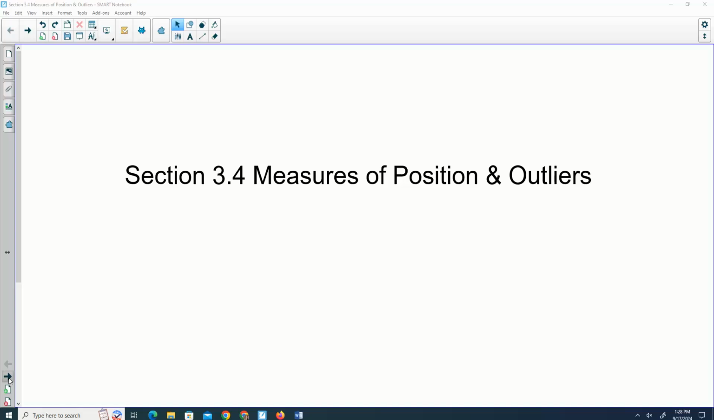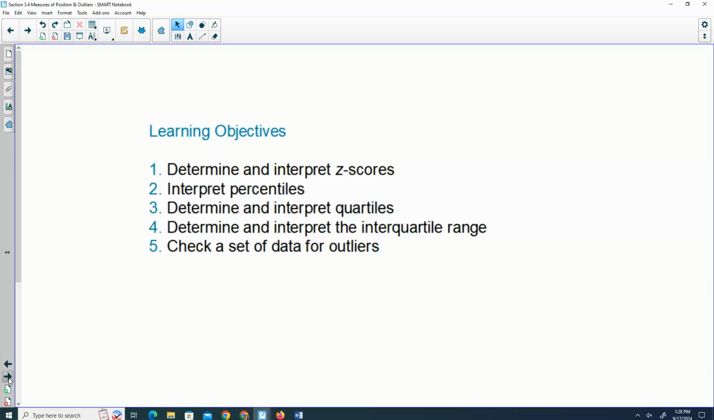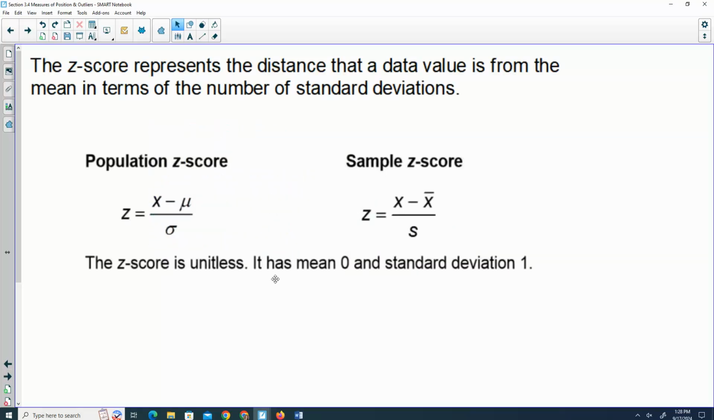So I want to start by putting this definition up here. This is all on your formula sheet. We're looking today at something called a z-score. This is very common, and we will use it for the rest of the semester.